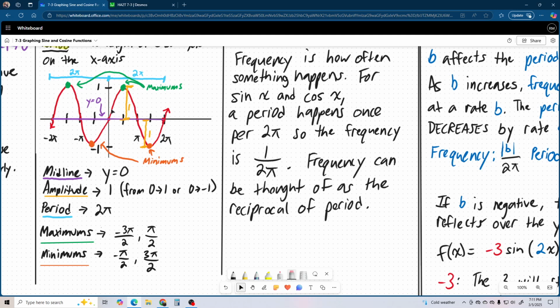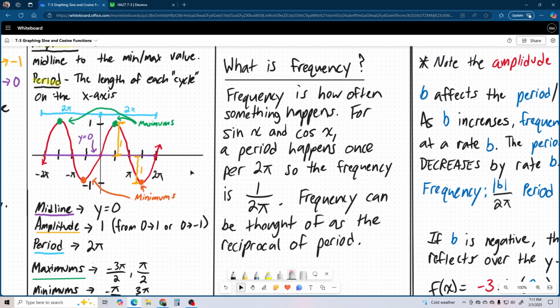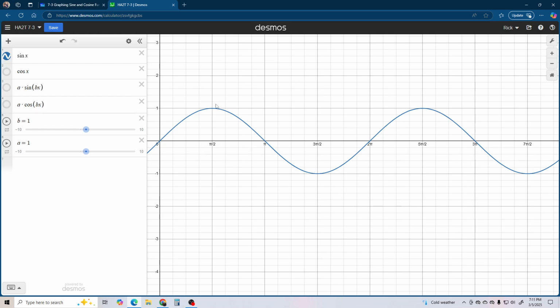And essentially the minimums and maximums are going to happen at those half pi steps. In other words, pi over 2, 3 pi over 2, -pi over 2, -3 pi over 2, right? It's all of those half, 1.5, those pi's. That's where the minimums and maximums happen on a sine graph.